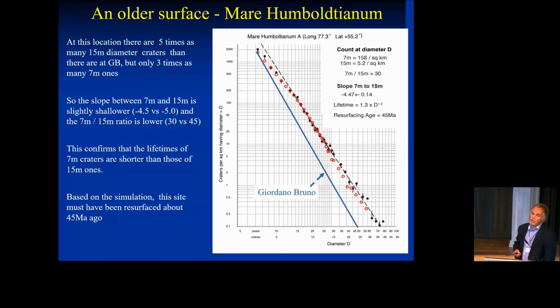Now, let's look at an older surface. This is Mare Humboldtianum, which is 55 degrees north. And at this location, there are 5 times more 15-meter diameter craters than at GB, but only 3 times as many 7-meter ones. So the slope between 7 meters and 15 meters is slightly shallower, minus 4.5 as opposed to minus 5. And the 7 meter to 15 meter diameter ratio is also lower. It's only 30 compared to 45.